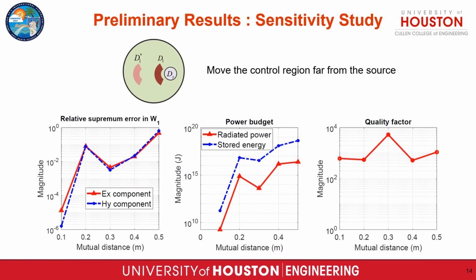In the second example, we show the sensitivity study when we change the distance between the source and the control region. As you can see in this sketch, we move the control region further and further away from the source. Also we can find that if the distance between the control region and the source is larger, the relative error will be larger, and so will the power budget. So we can see it's challenging to control the region that is far from the source.